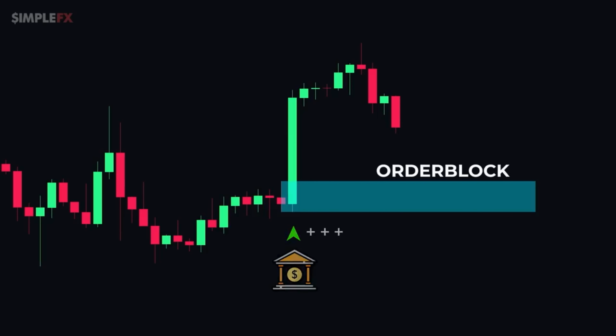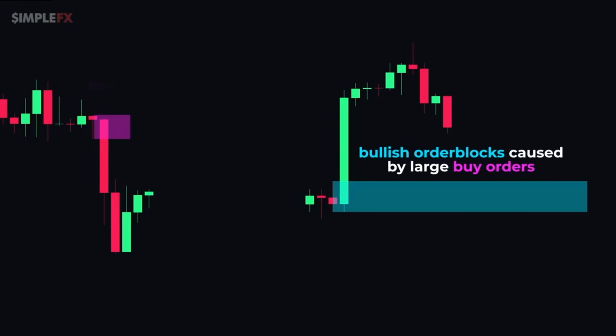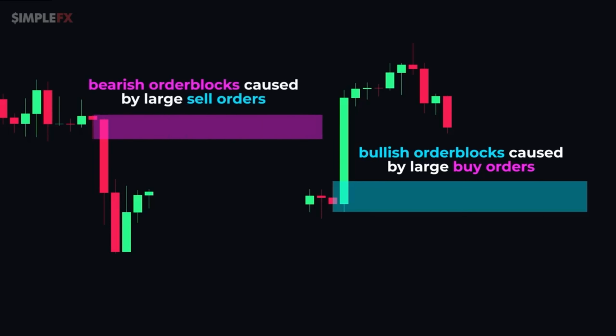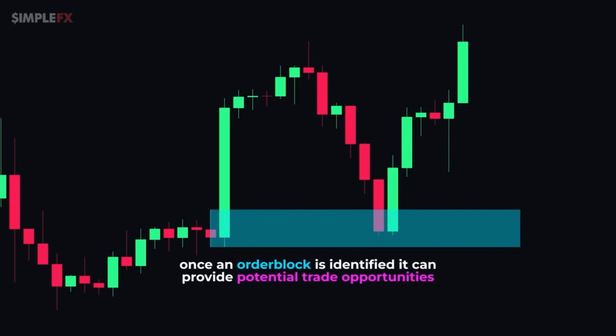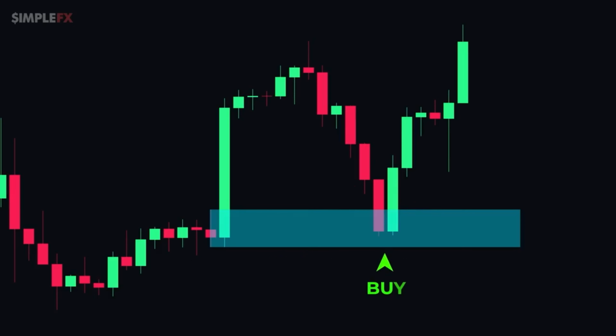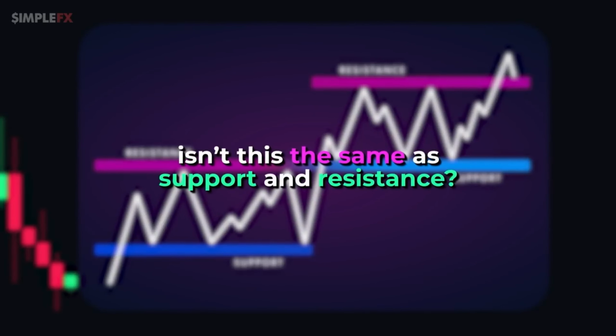Order blocks can be of 2 types: bullish order blocks, which are caused by large buy orders, and bearish order blocks, which are caused by large sell orders. For this video, I'll color bullish order blocks blue and bearish order blocks purple. But of course, you can use any color you want. Once an order block is identified, it can provide potential trade opportunities as the price tends to retest and bounce after hitting that area. For example, if you bought at the order block, it would have resulted in some nice profit. Now, you might be asking yourself, isn't this the same as support and resistance?